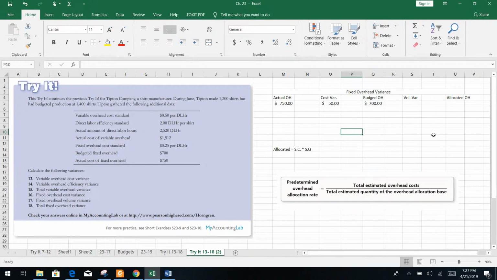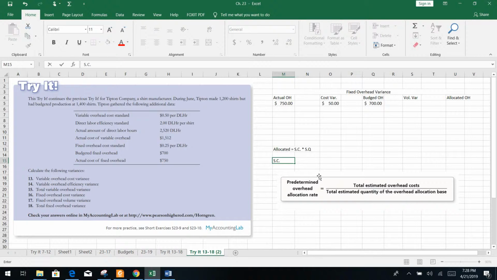And the key to this problem is figuring out the allocated overhead. Now, if you'll remember from class, in order to calculate the allocated overhead, we need to use this algebraic formula. Allocated equals standard cost times standard quantity. Okay, so then the question becomes, what is standard cost, SC?